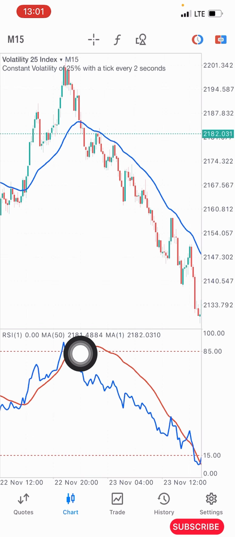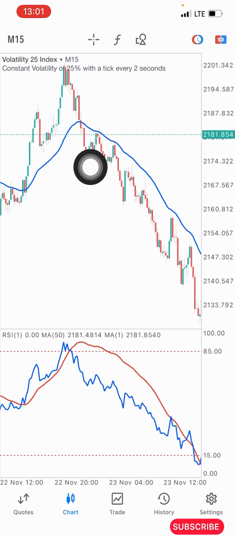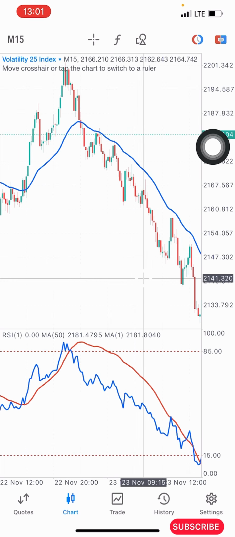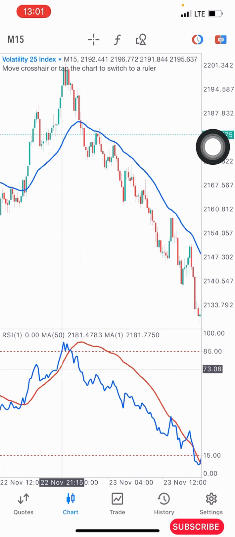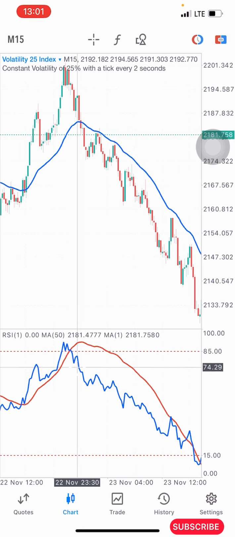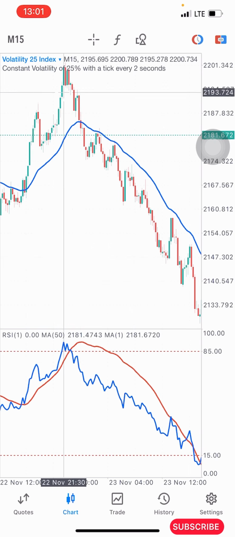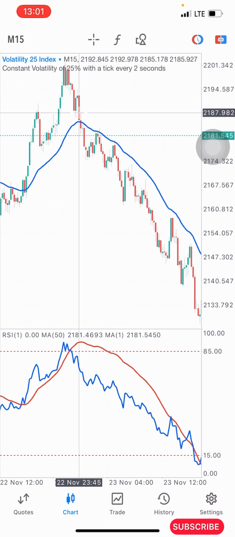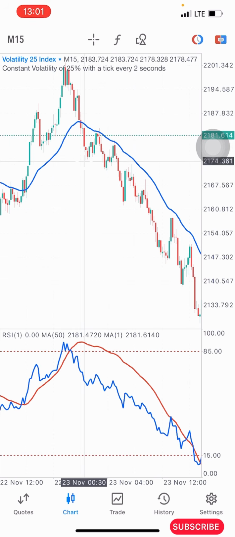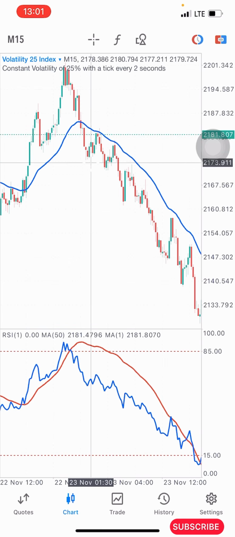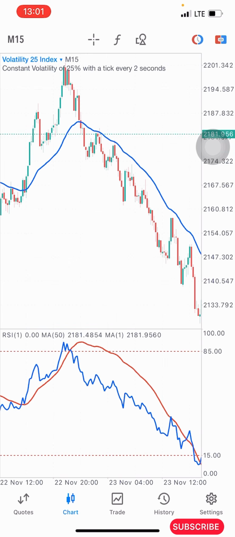Once you see the crossing on the indicator window, you also want to confirm it on the main chart. This is where it crosses on the indicator window. Now you confirm it on the main chart. You want to see that price also crosses or breaks below the blue moving average on the main chart. Once you see this on the main chart, then you can start looking for your sell entry.